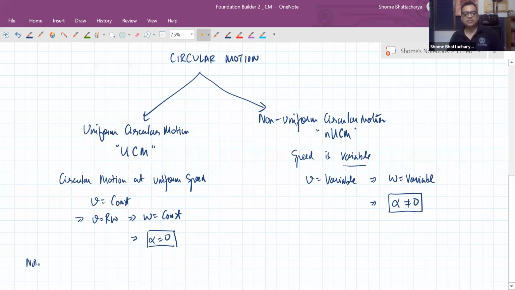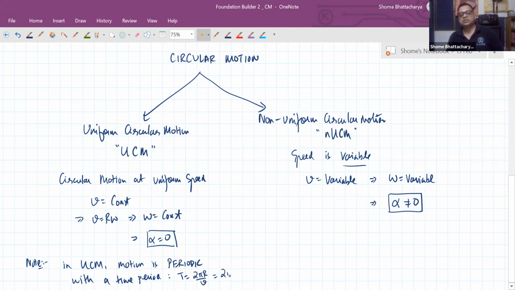Another aspect about UCM, or uniform circular motion: the motion is periodic with a time period of 2 pi r upon v, which is the same thing as 2 pi by omega. The time period is the time taken to complete one full circle or one full revolution of the circular path. Because the speed is constant, we say it is a periodic motion because it has a definite time period. Every revolution happens in the same amount of time, which is called the time period.